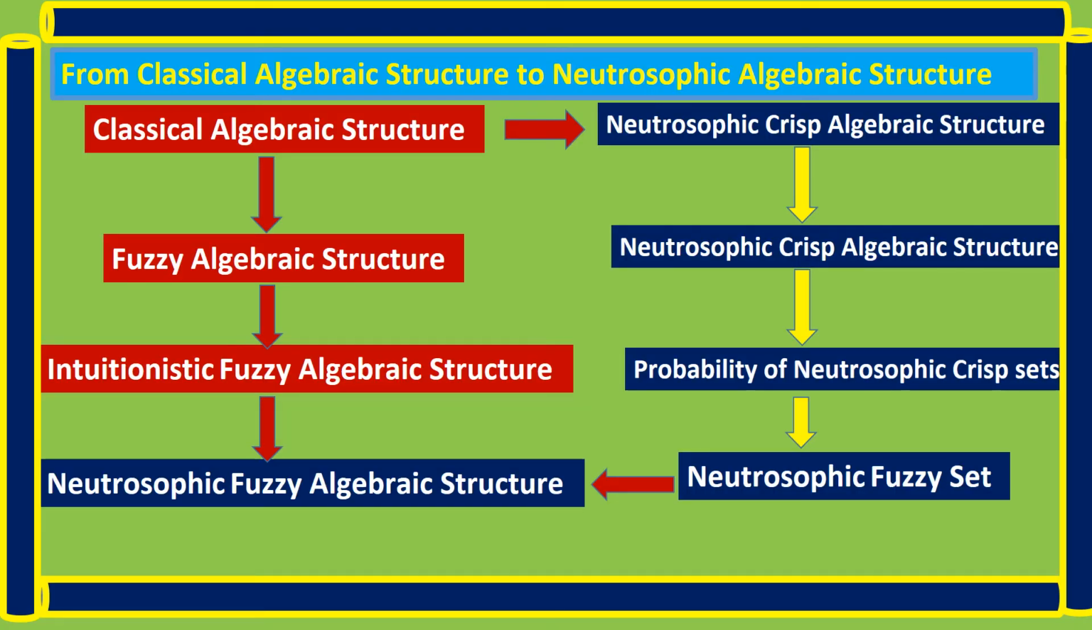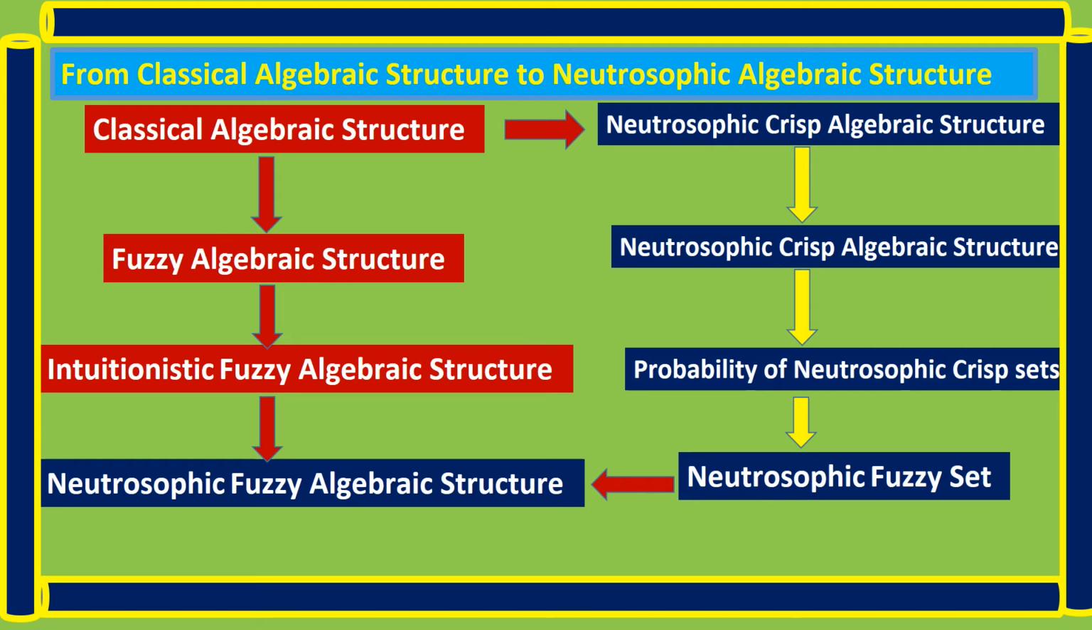From classical algebraic structure to Neutrosophic algebraic structure. Classical algebraic structures lead to fuzzy algebraic structures, which lead to intuitionistic fuzzy algebraic structures. The Neutrosophic algebraic structures are a generalization of intuitionistic fuzzy algebraic structures, fuzzy algebraic structures, and classical algebraic structures.